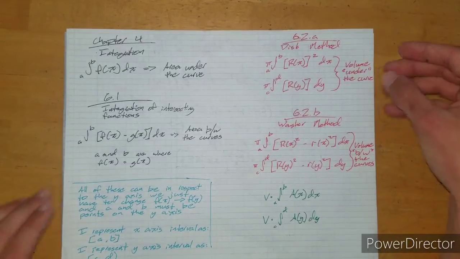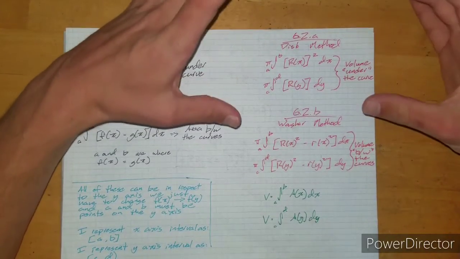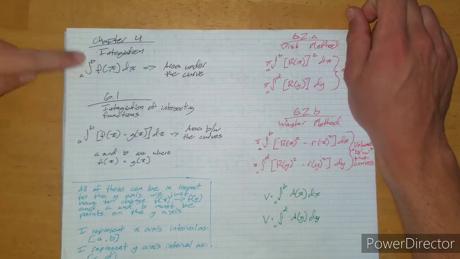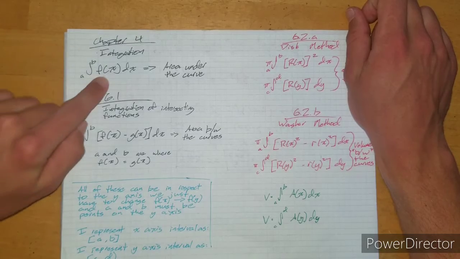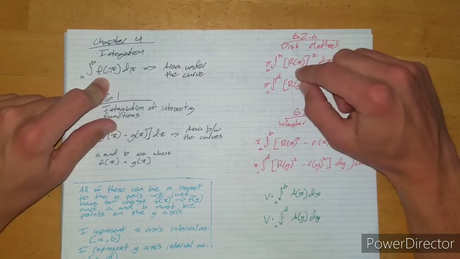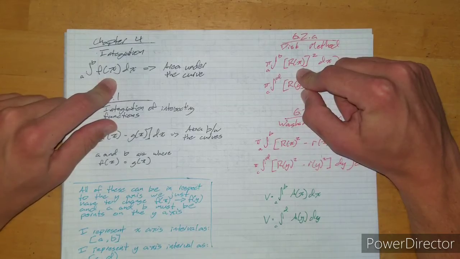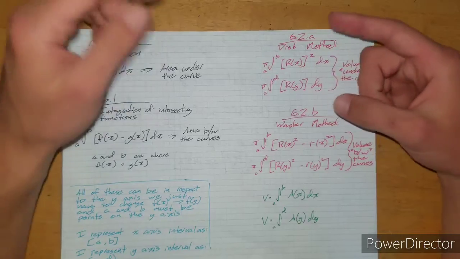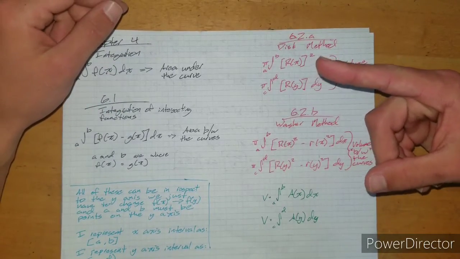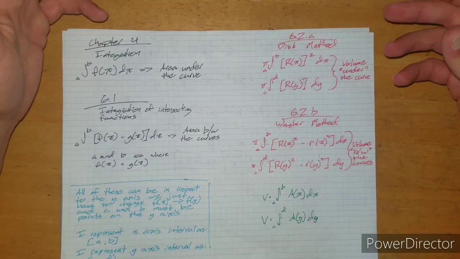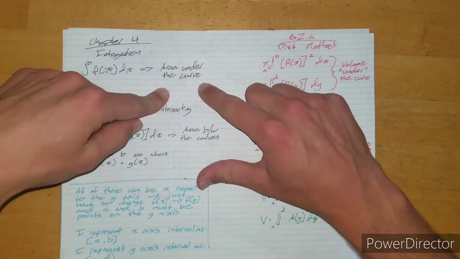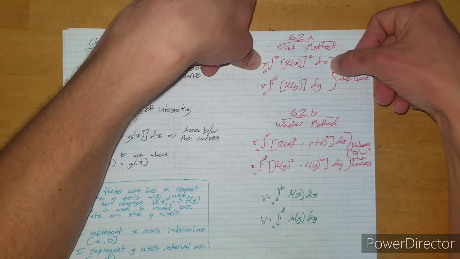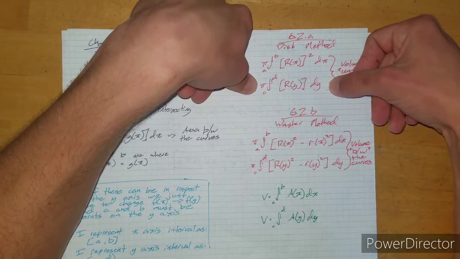And then we moved on to 6.2. The first half was the disk method, and you're just given one function. It's a lot like what we did in chapter 4. So we're given one function, and that function is actually going to be our radius, and we're just applying the volume of a sphere to find this. So we're rotating it around that axis, and that's going to give us the volume under the curve because it's 3 dimensions instead of just 2 dimensions. So this is if we rotate it around the x-axis, and this is if we rotate it around the y-axis.